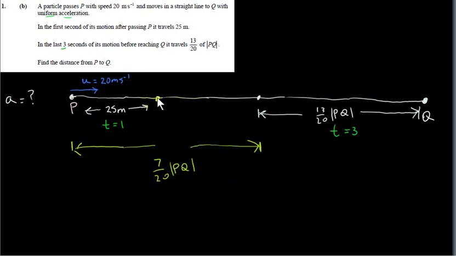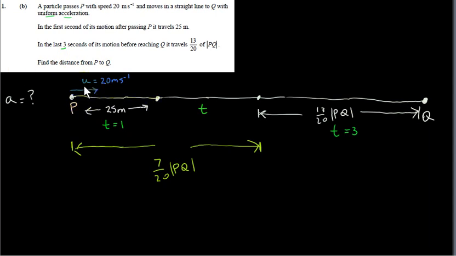Now, what we're not given is the time taken for the particle to go from this point here to this point here. So I'm going to say that that time is t. I'm just going to call it t. We don't know what it is. What we want to do is get the distance from P to Q. What we can do is get the acceleration of the particle.